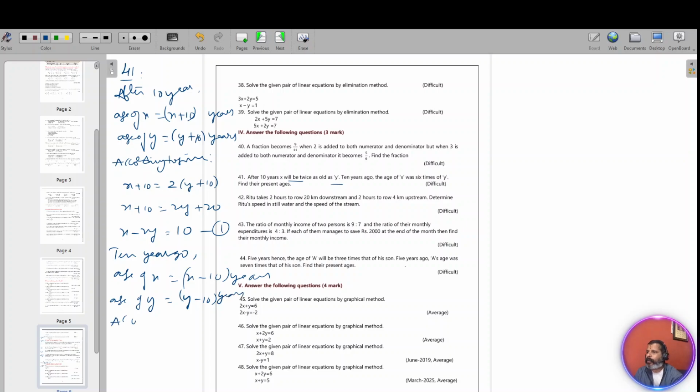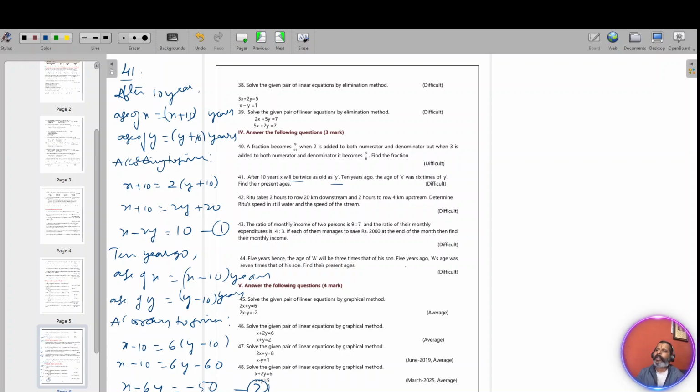Now read the question. According to the given, 10 years ago, these are the ages. Now the age of x was 6 times that of y. Means the age of x is how much? x minus 10. Age of y is y minus 10 and that is 6 times. Open the bracket and solve, simplify it. I'll take 6y to the left side: x minus 6y equals minus 60 plus 10, which becomes minus 50.